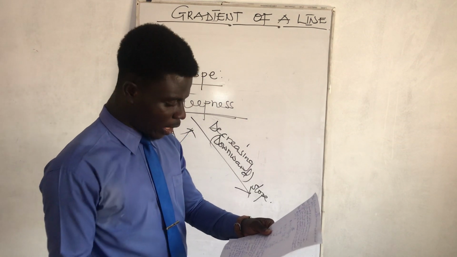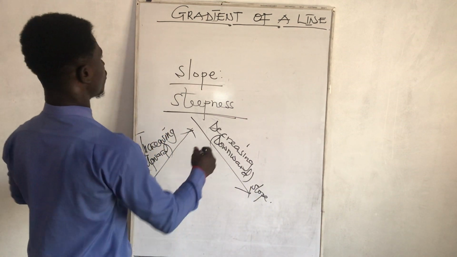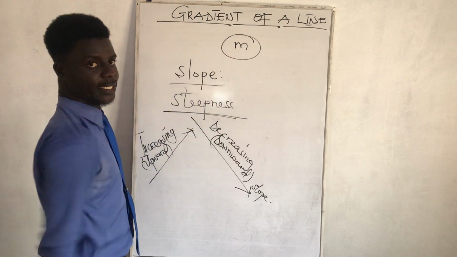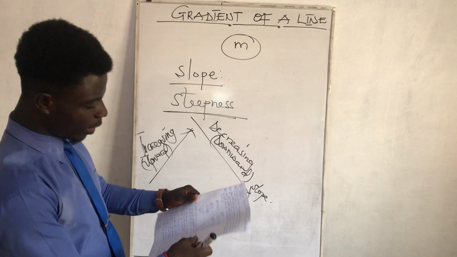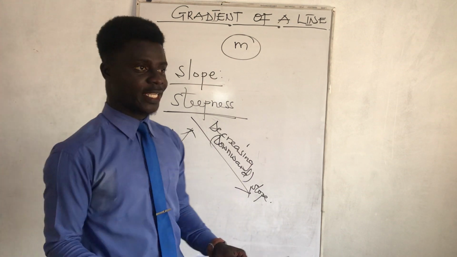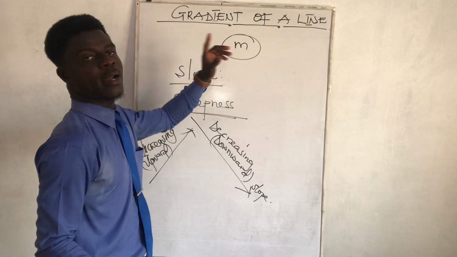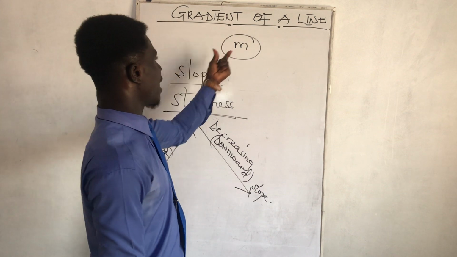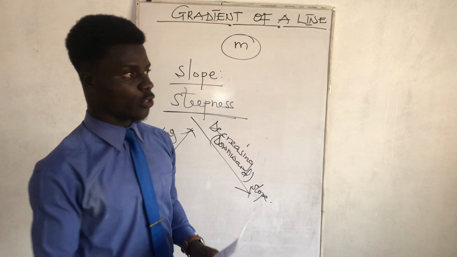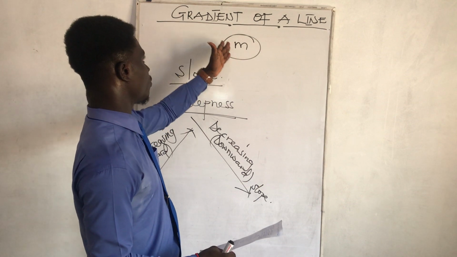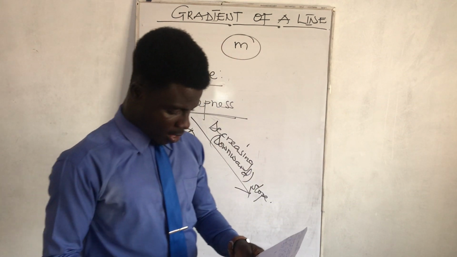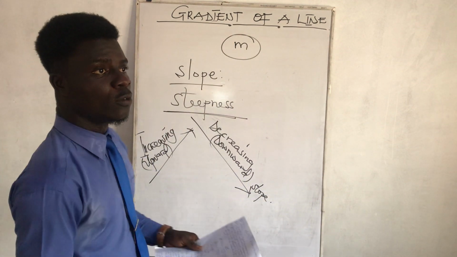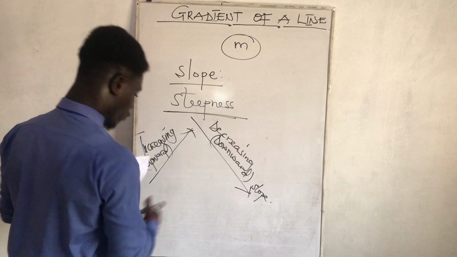Alright, so let's see. The gradient is usually represented or denoted by the variable m. So when you see this variable m, it's denoted as the gradient. Now, the gradient of a line can be determined from the following.